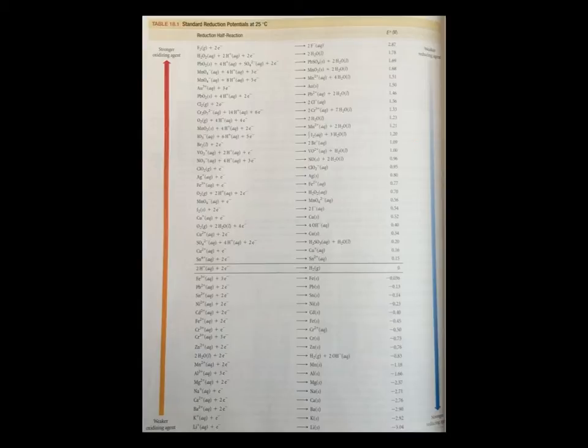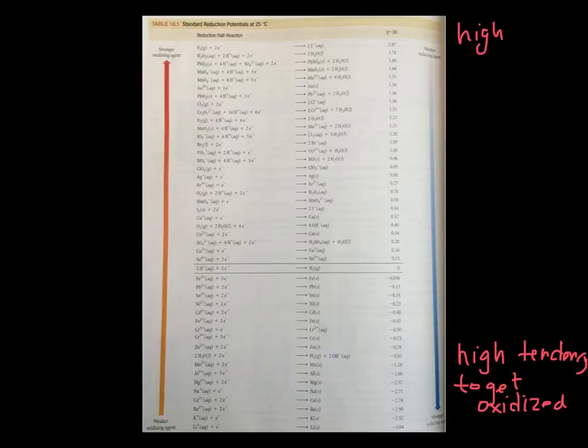The ones that are more negative have a greater potential energy for the electron at the electrode, and a higher tendency to get oxidized. So down here we have a high tendency to get oxidized. Up here we have a higher tendency for the atom to be reduced.